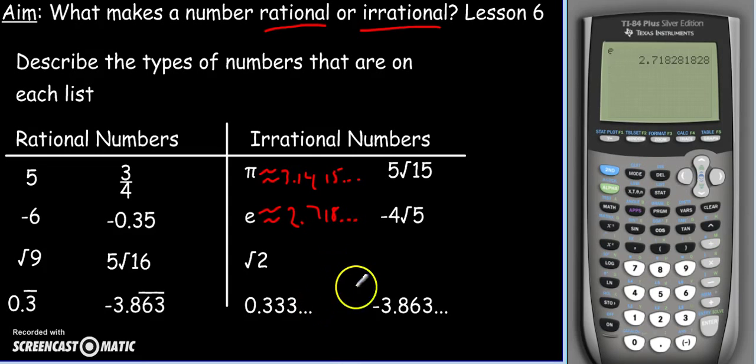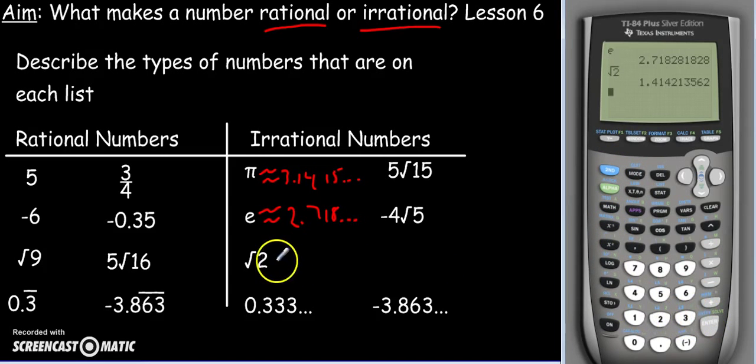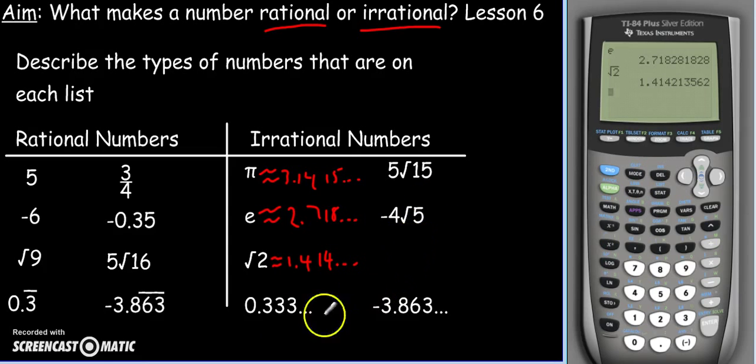Alright. You might notice that this list has a whole bunch of numbers that have these ellipses, the "and so on" symbol. Let's take a look at radical 2. Radical 2 is approximately 1.414, and so on. 0.333 and so on, repeating, unlike this one, is on this list. So is negative 3.863, not repeating, meaning something else will come after this. We don't know what it is, though.